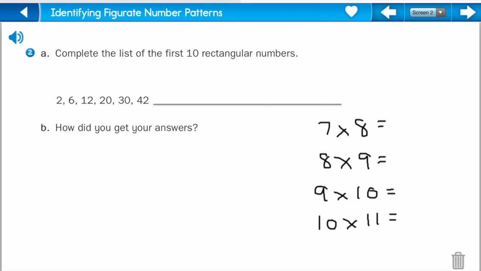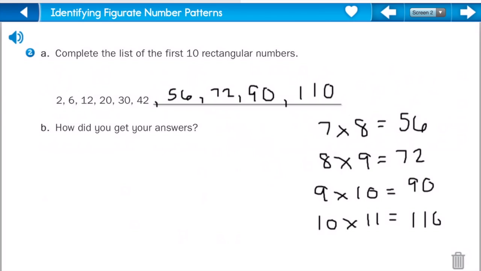So what is 7 times 8? We just did that on the last one. Yep, it's 56. It's going to be our first one. Then what's 8 times 9? Oh, 72. Okay. 9 times 10? 90. And 10 times 11? 110.